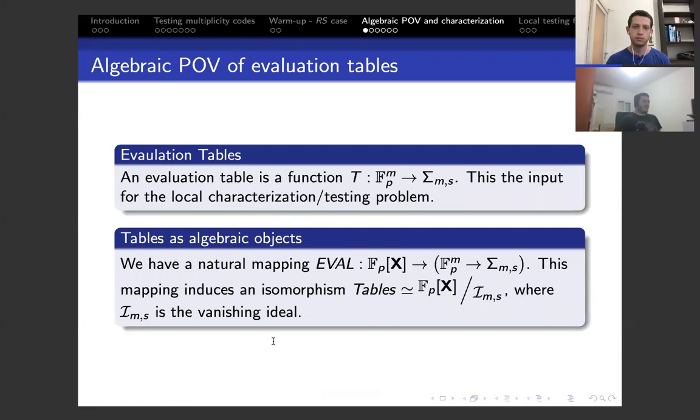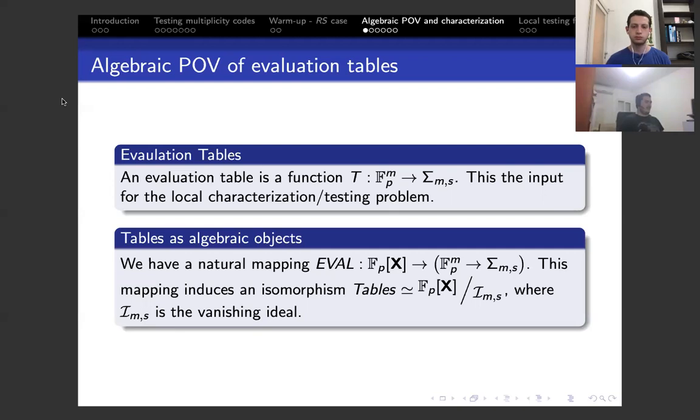Thank you, Dan. So first thing I'd like to talk about is how to provide the right algebraic framework for the problem. So first we define evaluation tables. An evaluation table is a function from F_p to the d^m to Sigma^(m,s). So these tables are exactly the inputs for the local characterization or testing problems. So we would like to identify those tables with algebraic objects.